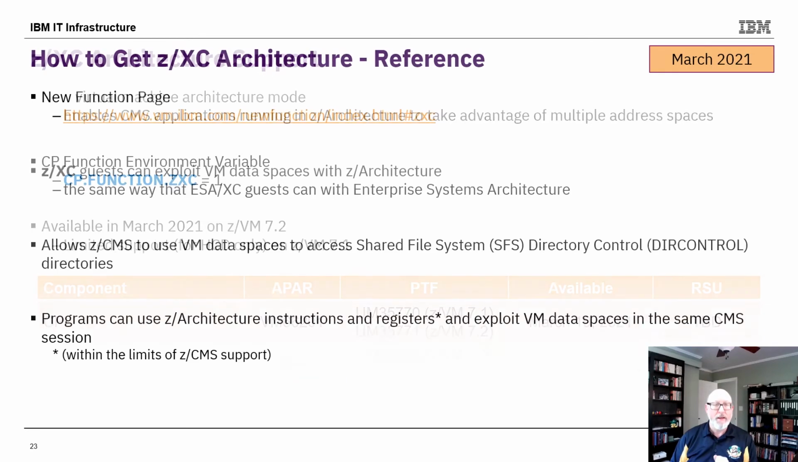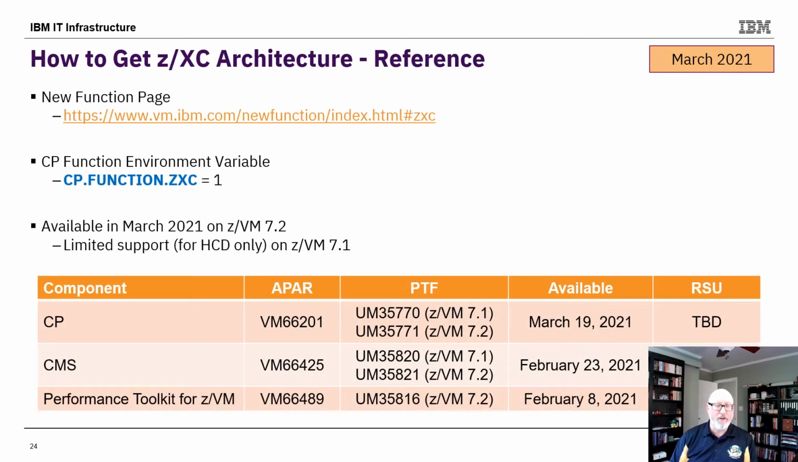Okay, how to get it? Again, go to the new function page. Again, there's another environment variable there. There's a number of different things that went out there, right? So there was some support that shipped for both 7.2 and 7.1. However, the 7.1 support was primarily there for HCD, all right, so that it could take advantage of Z architecture and XC mode at the same time, right? But in 7.2, the full support's there, including Performance Toolkit updates as well.